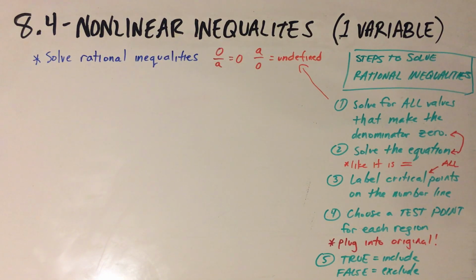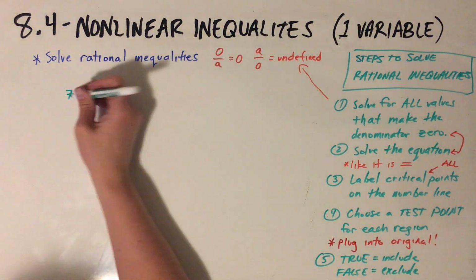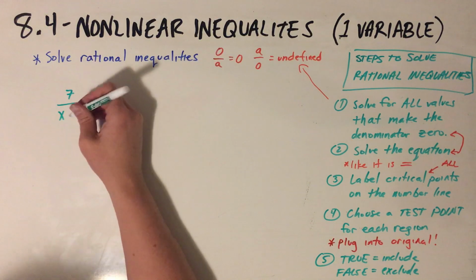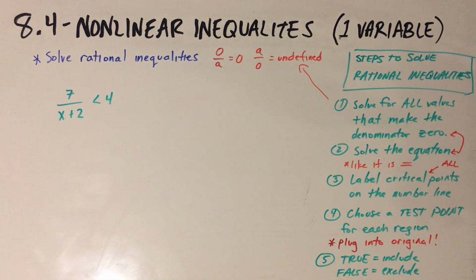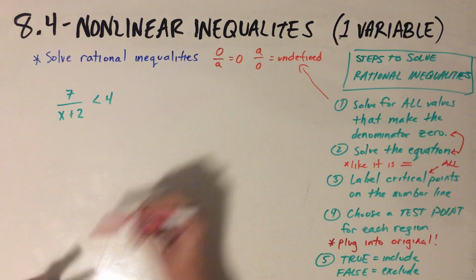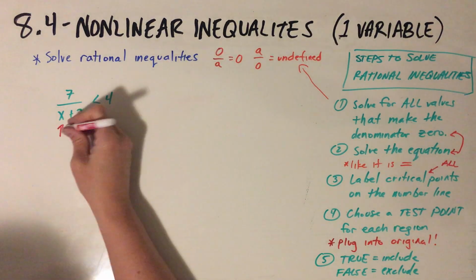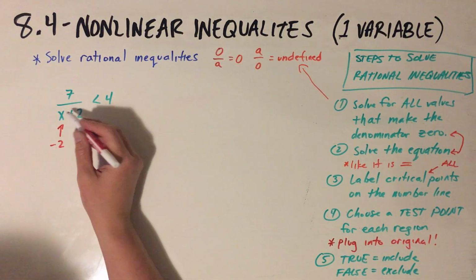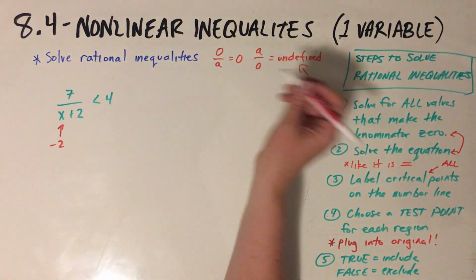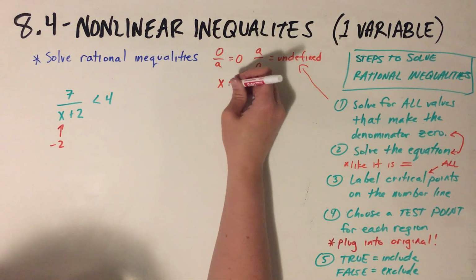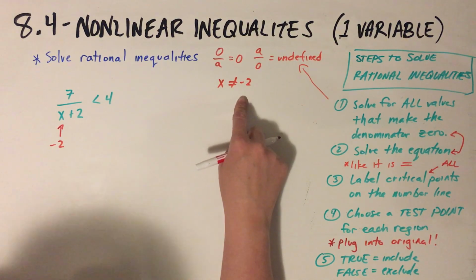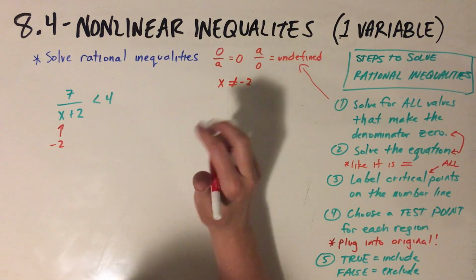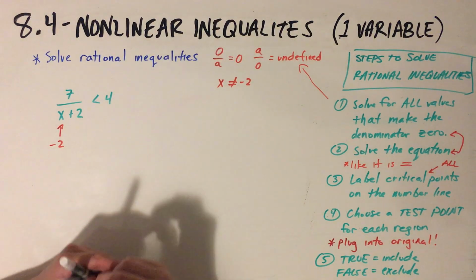So what does this look like? Well, if I have 7 over x plus 2 is less than 4. First of all, I'm going to say, wait a minute, I have to make sure that the denominator is not 0 here because that's a problem. If x was negative 2, then this denominator would be 0. So we're going to write over here, we know that x cannot be negative 2. This is a critical point that we'll get to in just a minute.